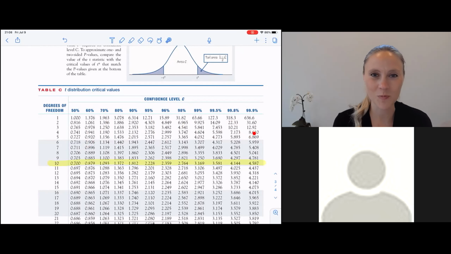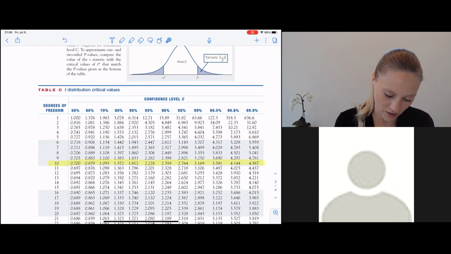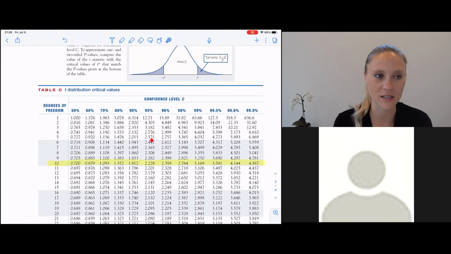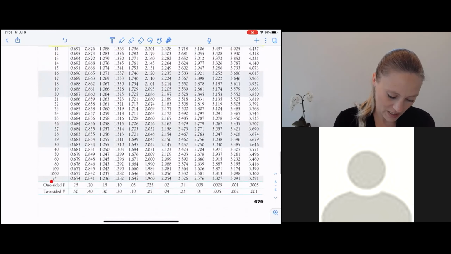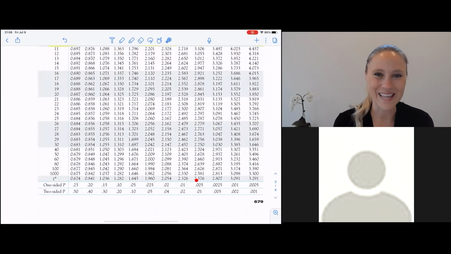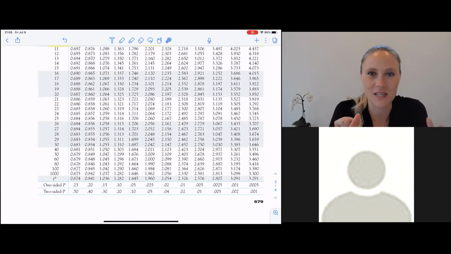Spoiler alert, if you want a T star, and I'm getting way ahead of myself, but I just want to show you that we already know how to do this. If you want a T star for a 95% confidence interval, you find 95% here, and then your T star is 2.228. So we're going to use it the same way that we did for finding Z stars. Z star is basically a T with infinite degrees of freedom, because it's the entire population.